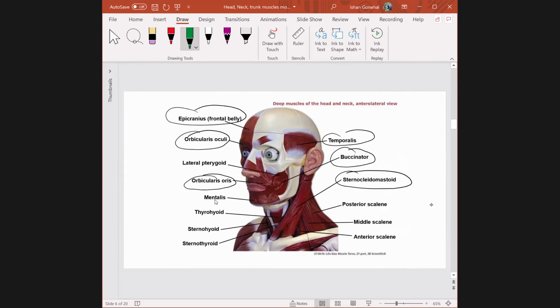Again, you'll be tested on similar models. Same thing. Again, I know it's a lot of repetition, but it will help. Epicranius, orbicularis oculi, orbicularis oris, temporalis, buccinator, and sternocleidomastoid. Behind, you have splenius capitis.